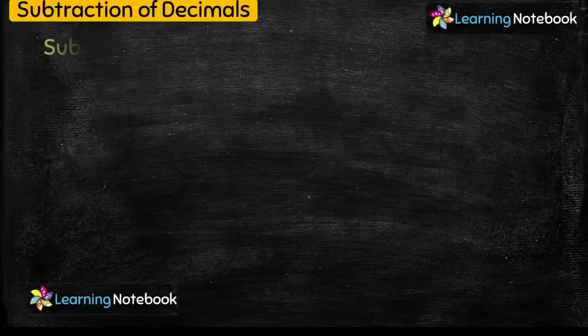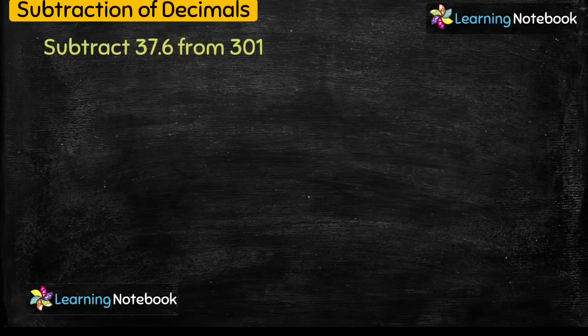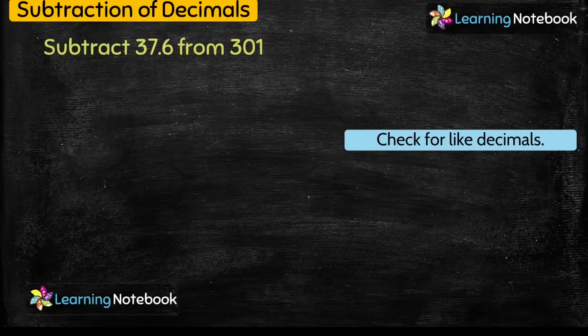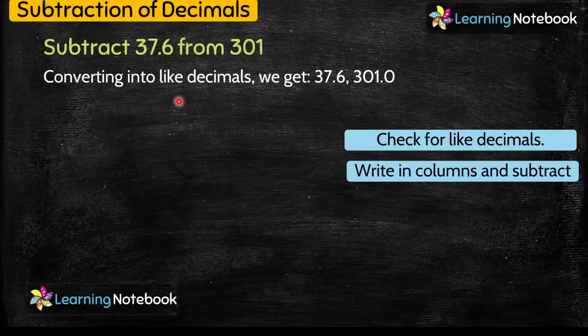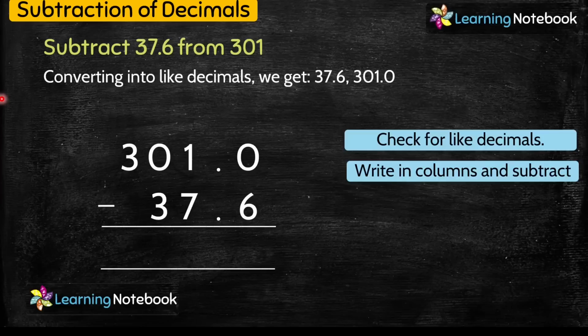Let's do next question. Subtract 37.6 from 301. So let's first convert them into like decimals having 1 decimal place. Next, write them in columns as shown here. Now students, subtract these two numbers. First we will subtract the decimal part.